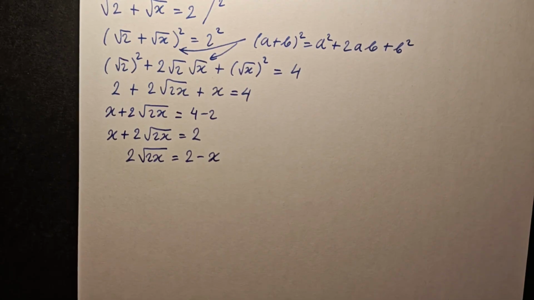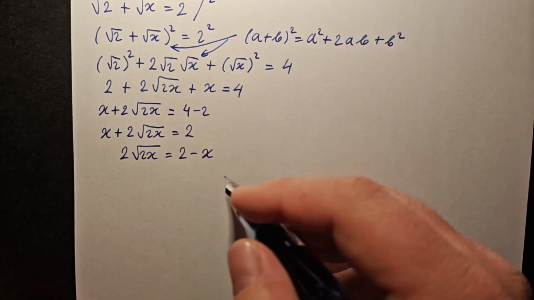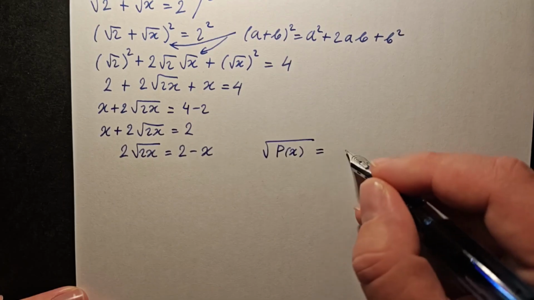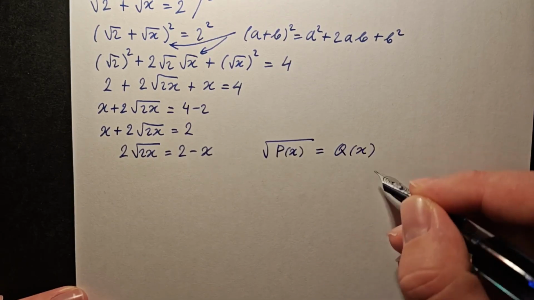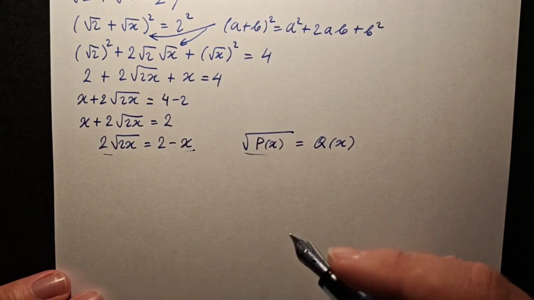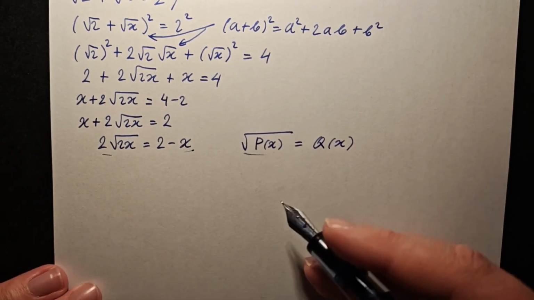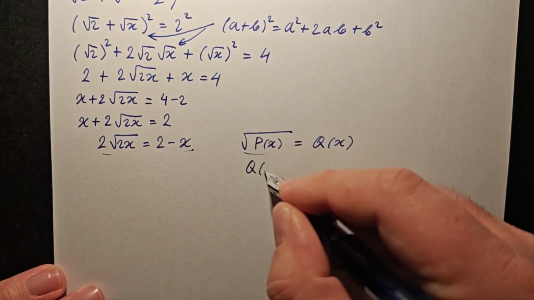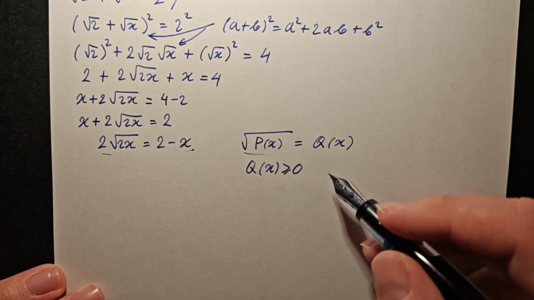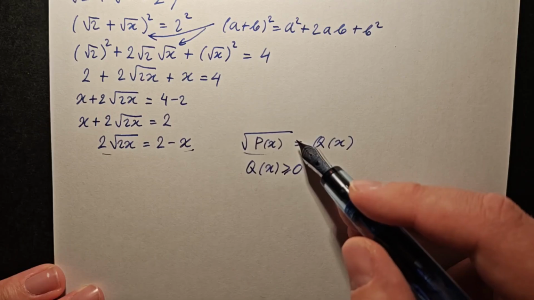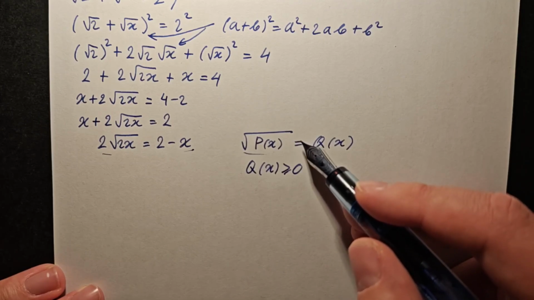At this point, we have a well-known situation from the theory of algebraic equations. Basically, this is a square root of polynomial p of x is equal to the polynomial q of x. This is an equation of this type. So how are we going to solve this equation? Well, when solving equations of this type, we demand that q of x is larger or equal to 0. That is because a square root of anything is always a number which is positive or equal to 0.